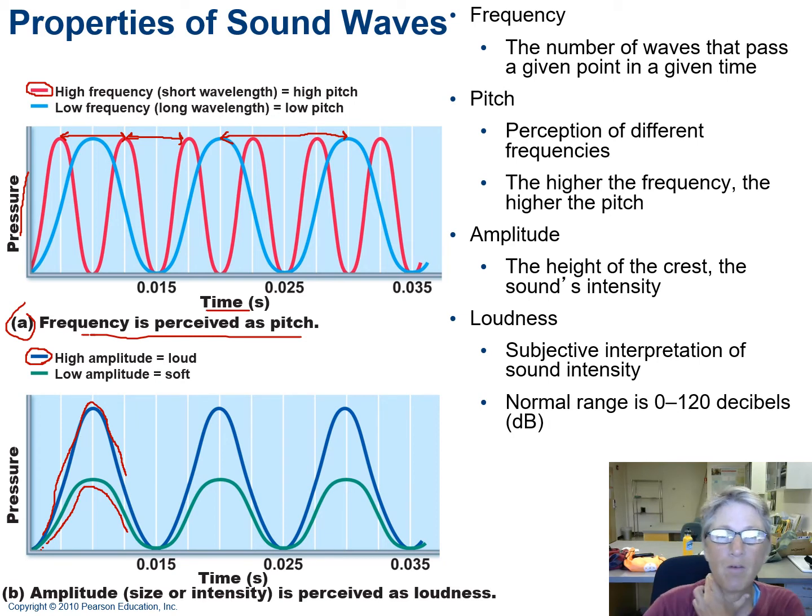So here's just some definitions. The frequency of a wave is the number of waves that pass a given point in a given time. Pitch is how we perceive different frequencies. Amplitude is the height of the crest. That gives you the intensity or loudness of sound. And the normal range that we can hear in is 0 to 120 decibels. And I think this is a logarithmic scale.